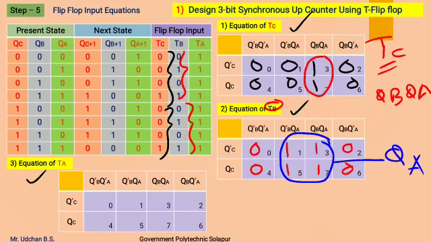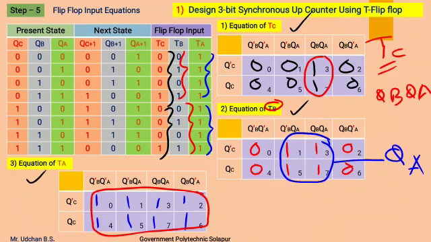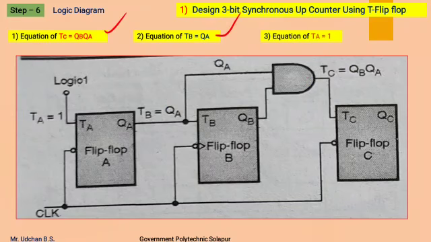After that, we will find the equation of TA. The first four are 1 1 1 1. Next four are also 1 1 1 1. So here we can have an octet. So for this we can write TA as a 1. Now we got the equation of TC, TB and TA. From that we can draw the logic diagram.